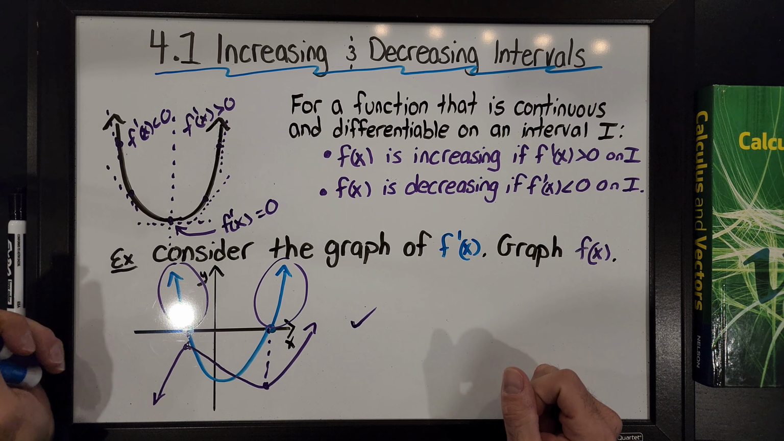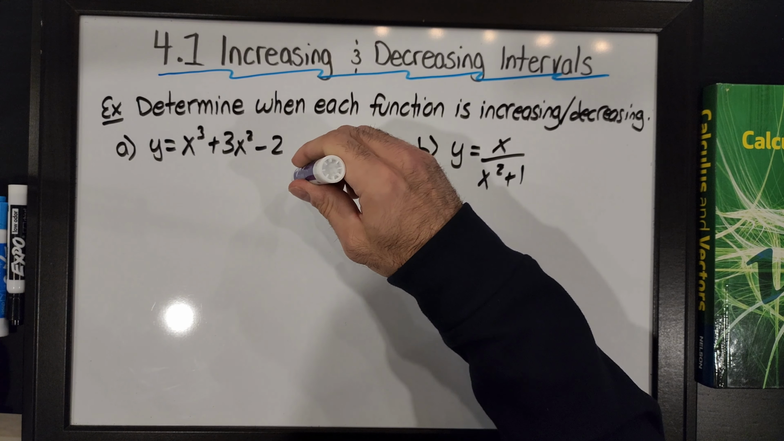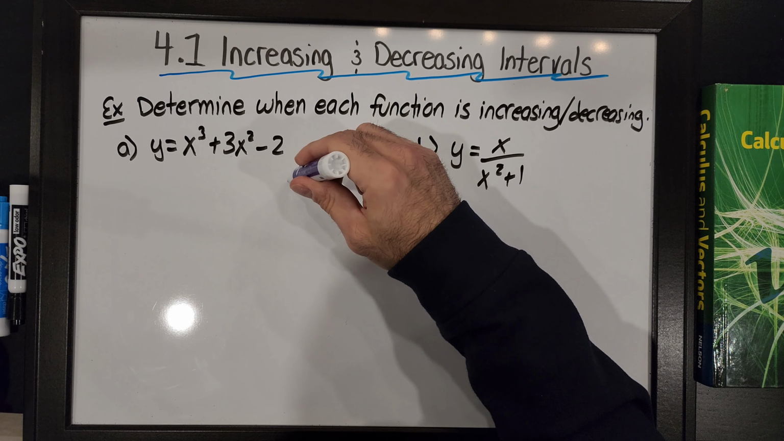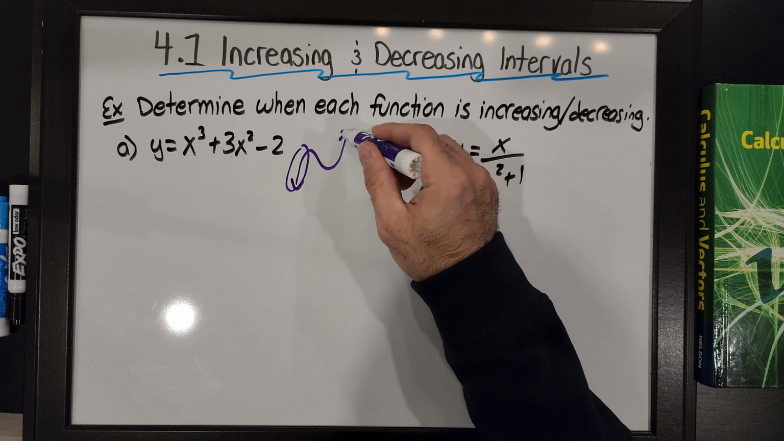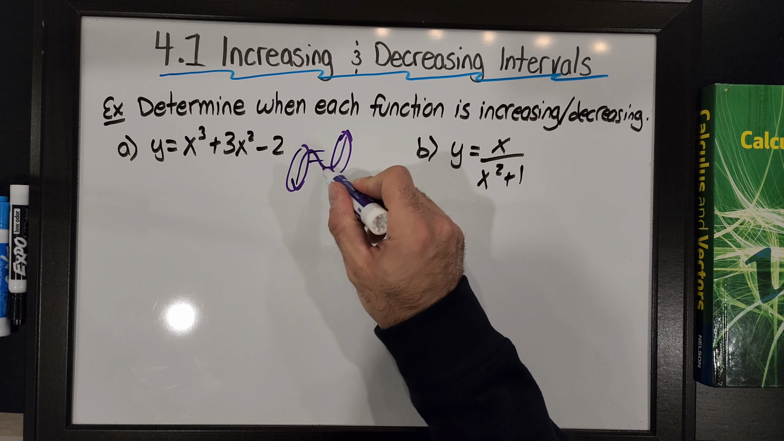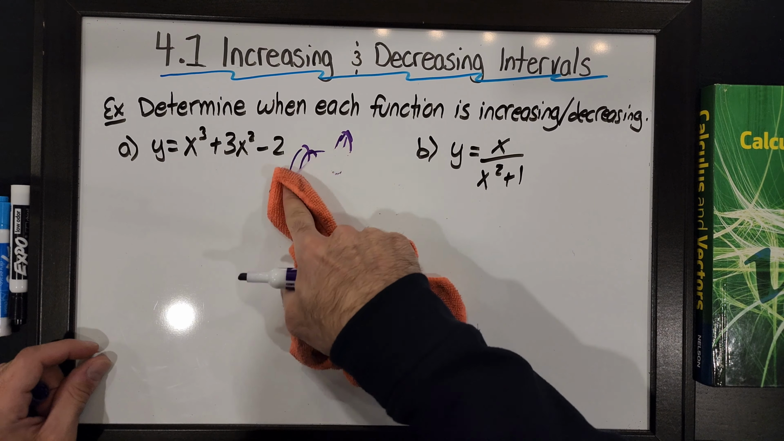Okay, so over here we have to determine when each function is increasing or decreasing. So we know that this function kind of looks like this, right? We know the leading coefficient is an x to the 3, so the end behavior kind of looks like this, but we don't know where it's increasing and where it's decreasing. We're not too sure about that. We can actually find out exactly where those turning points are by setting the first derivative equal to 0. So the first thing I'm going to do is find y prime.